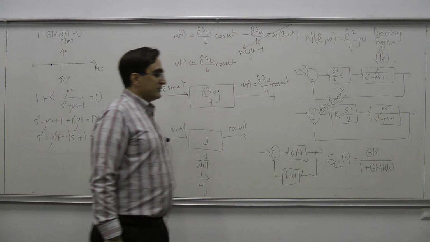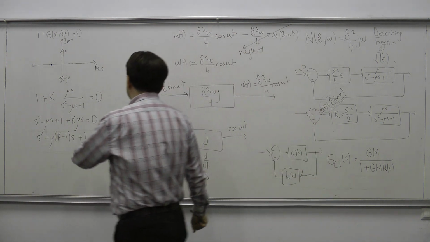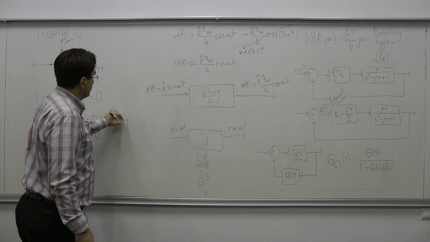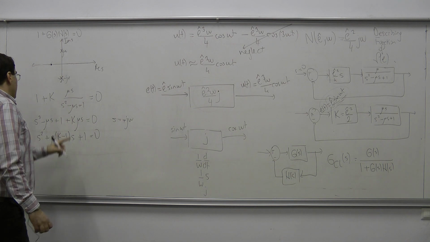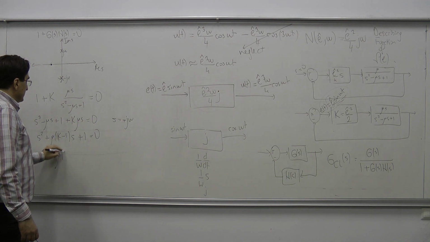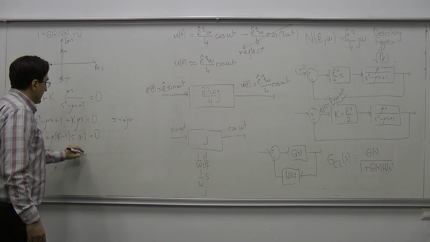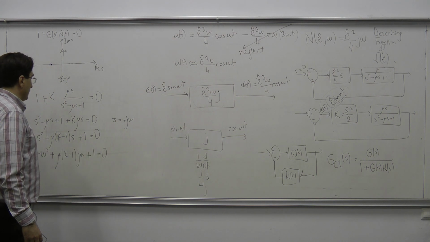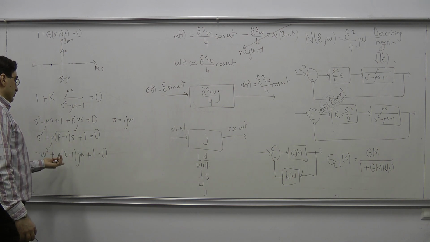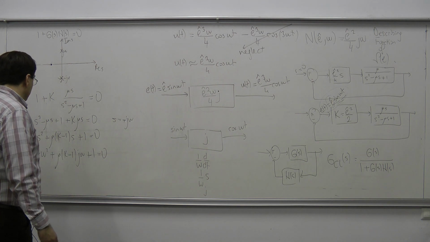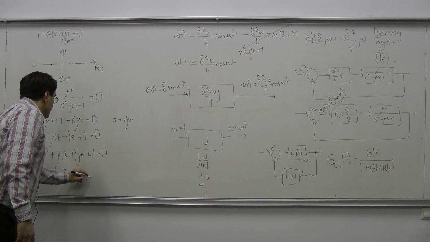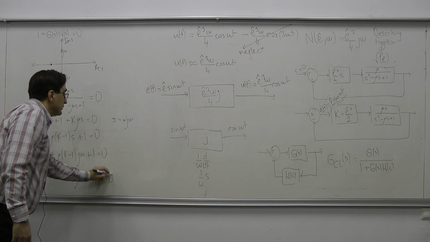And I want sustained oscillations, meaning that I need to substitute s equals plus or minus j omega here. I will substitute plus j omega here. That gives me minus omega squared plus mu (k minus 1) j omega plus 1 is equal to 0. I want this to be completely equal to 0, so the real part should be equal to 0 and the imaginary part should be equal to 0. So, 1 minus omega squared plus mu (k minus 1) j omega is equal to 0.